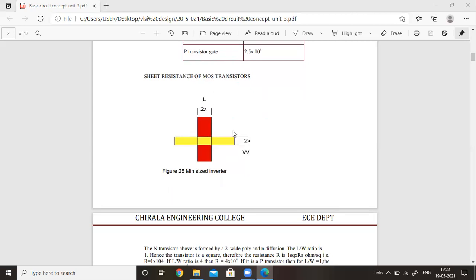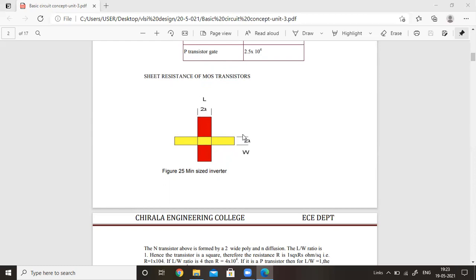So how to calculate the resistance of these transistors? In order to calculate the resistance of this device, first we have to concentrate on what type of technology we are going to design this transistor in. Depending upon the type of technology and the length to width ratio of the transistor, we are going to calculate the sheet resistance of the transistor. Resistance of the transistor is nothing but Z into RS. Remember, that is the main important thing you have to remember.